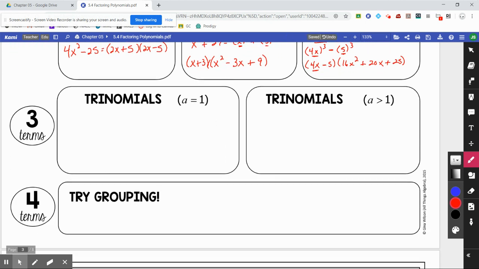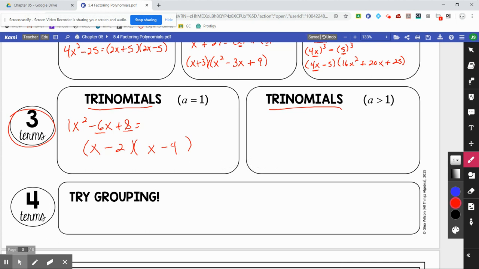Then you say, well, what if I have three terms? How might I be able to factor that? Trinomials are factored one of two ways. X squared minus 6x plus 8 is a trinomial. If the front number is a 1, you simply do two sets of parentheses, x times x, and ask yourself what adds and multiplies. That'd be a negative 2 and a negative 4, and that's it.